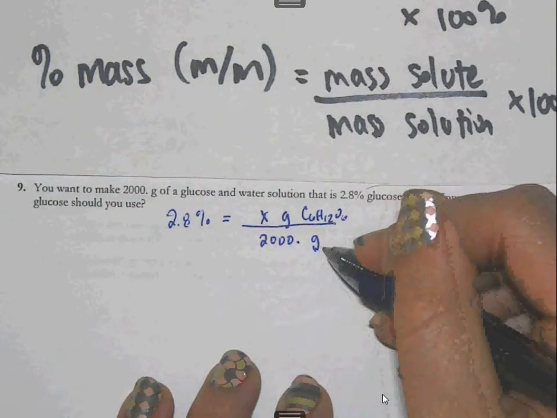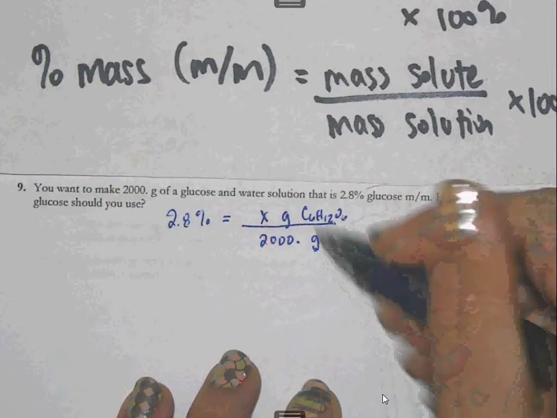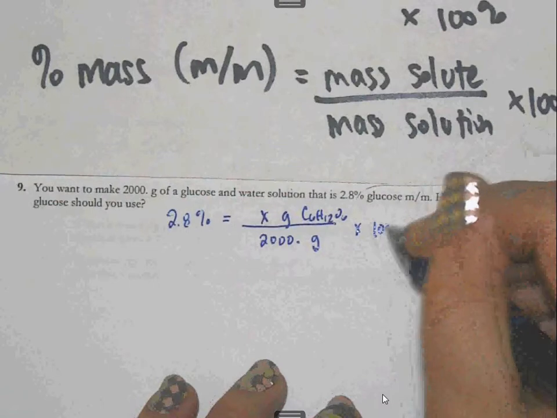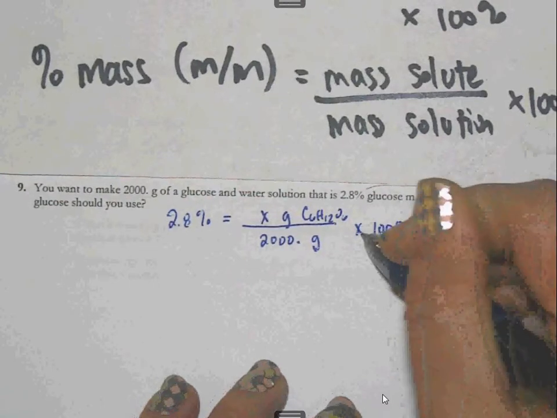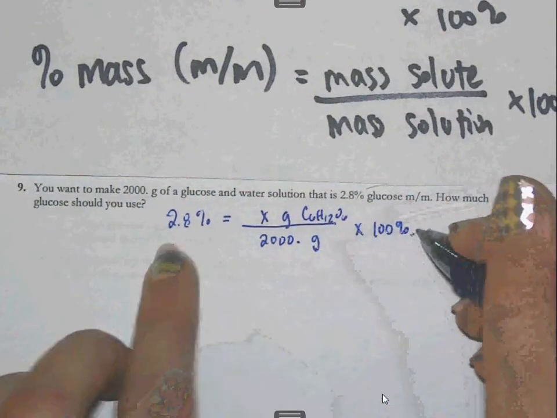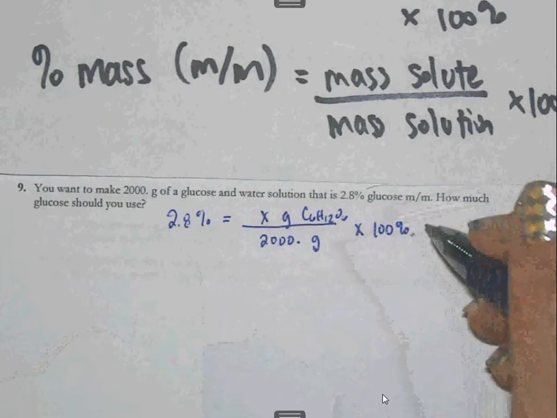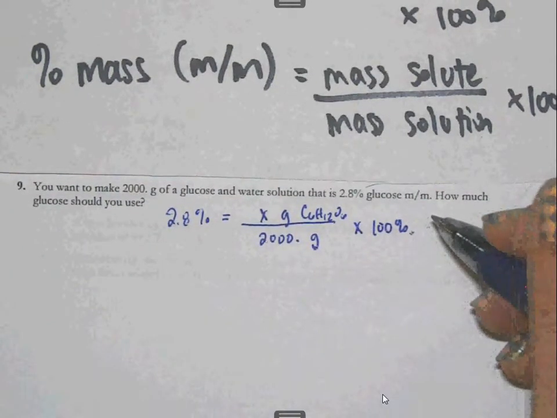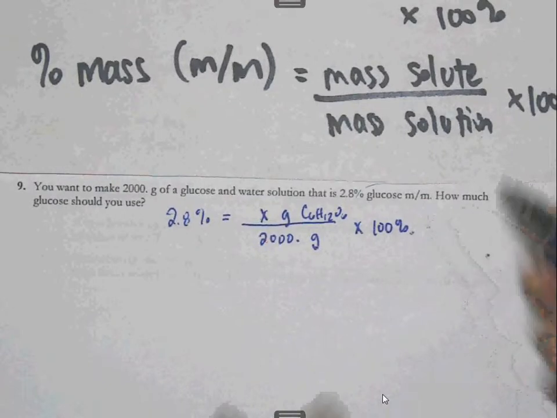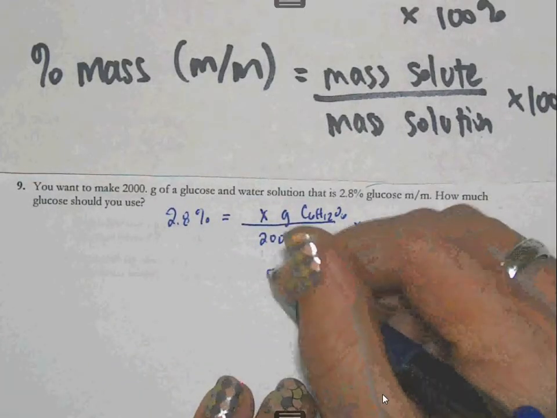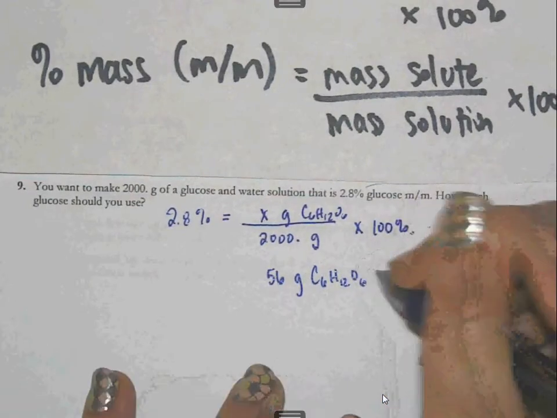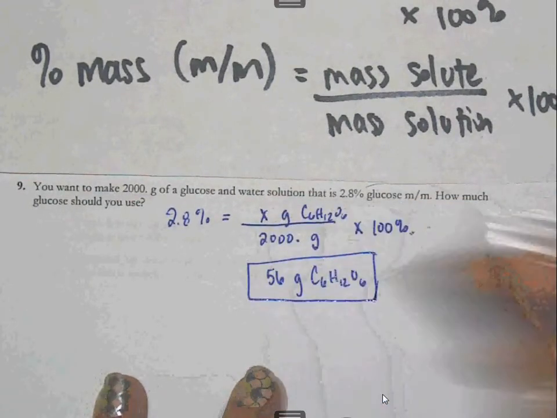I can use grams here. I could use kilograms. As long as the top and the bottom are the same, honestly, it wouldn't matter. And then again, don't forget that I had to multiply this number by 100 in order to get 2.8%. So that means I'm going to have 0.028 times 2,000. So that gets me an answer of 56 grams of glucose in order to make that kind of a solution.